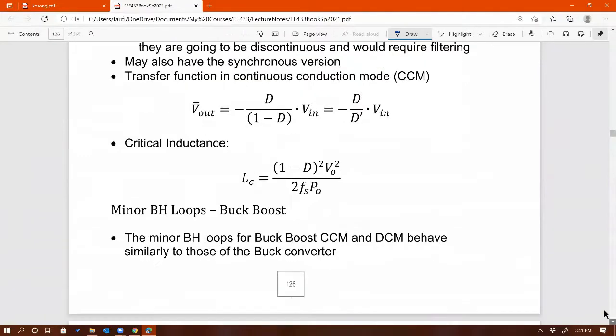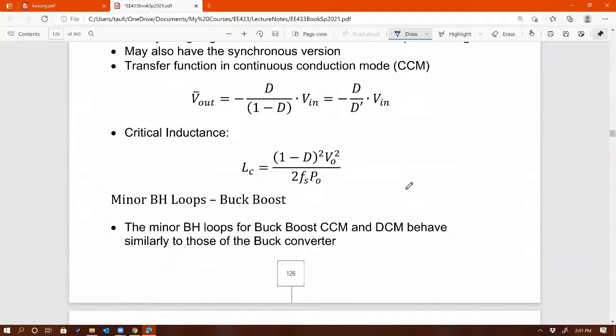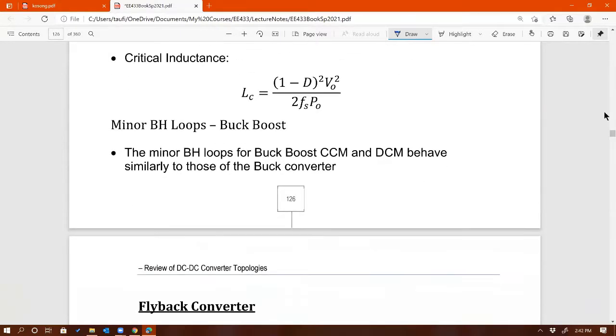Boost buck, come on. I know I have several people here who took EE433. Cuk? Yeah, not Juke, Cuk. Okay, Cuk converter. Very good.